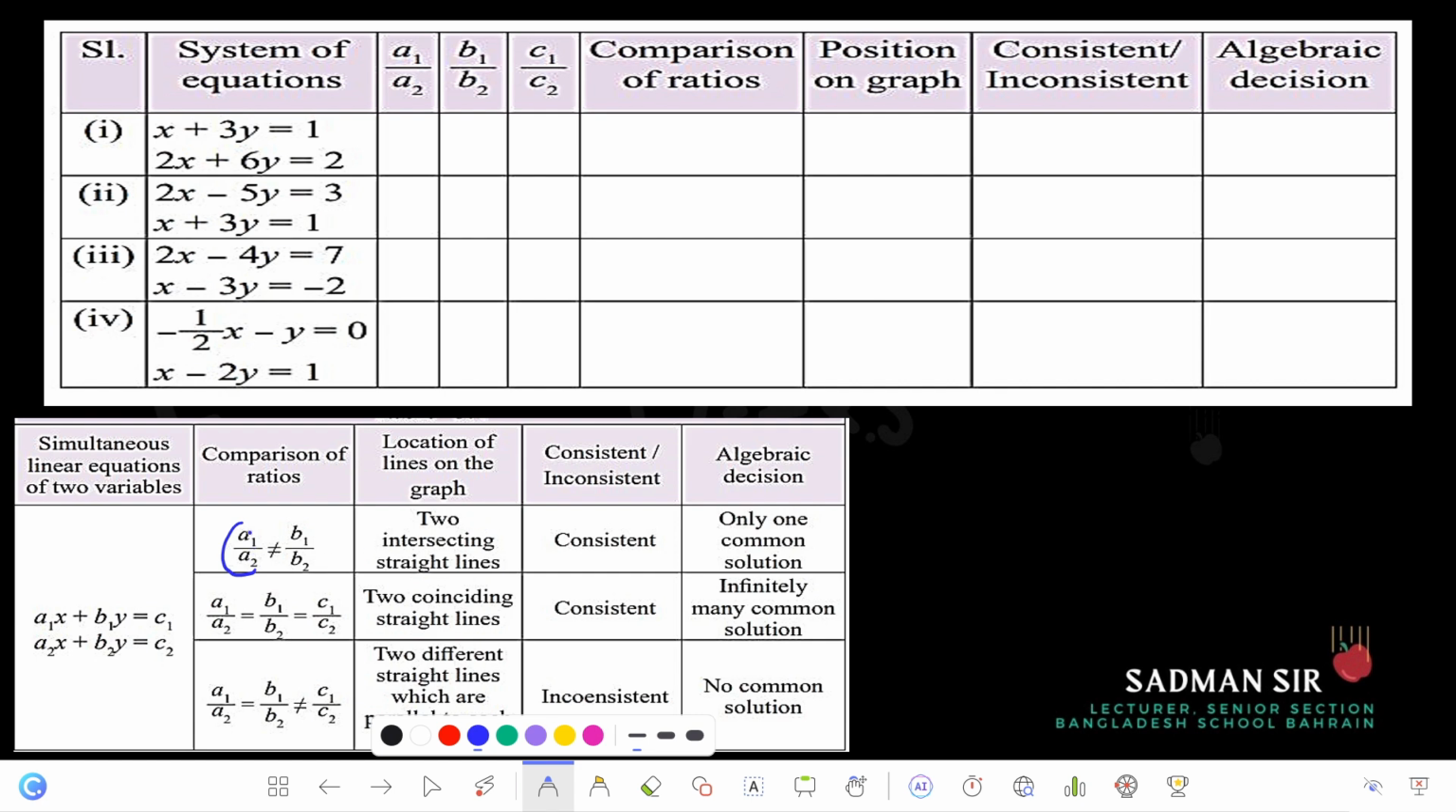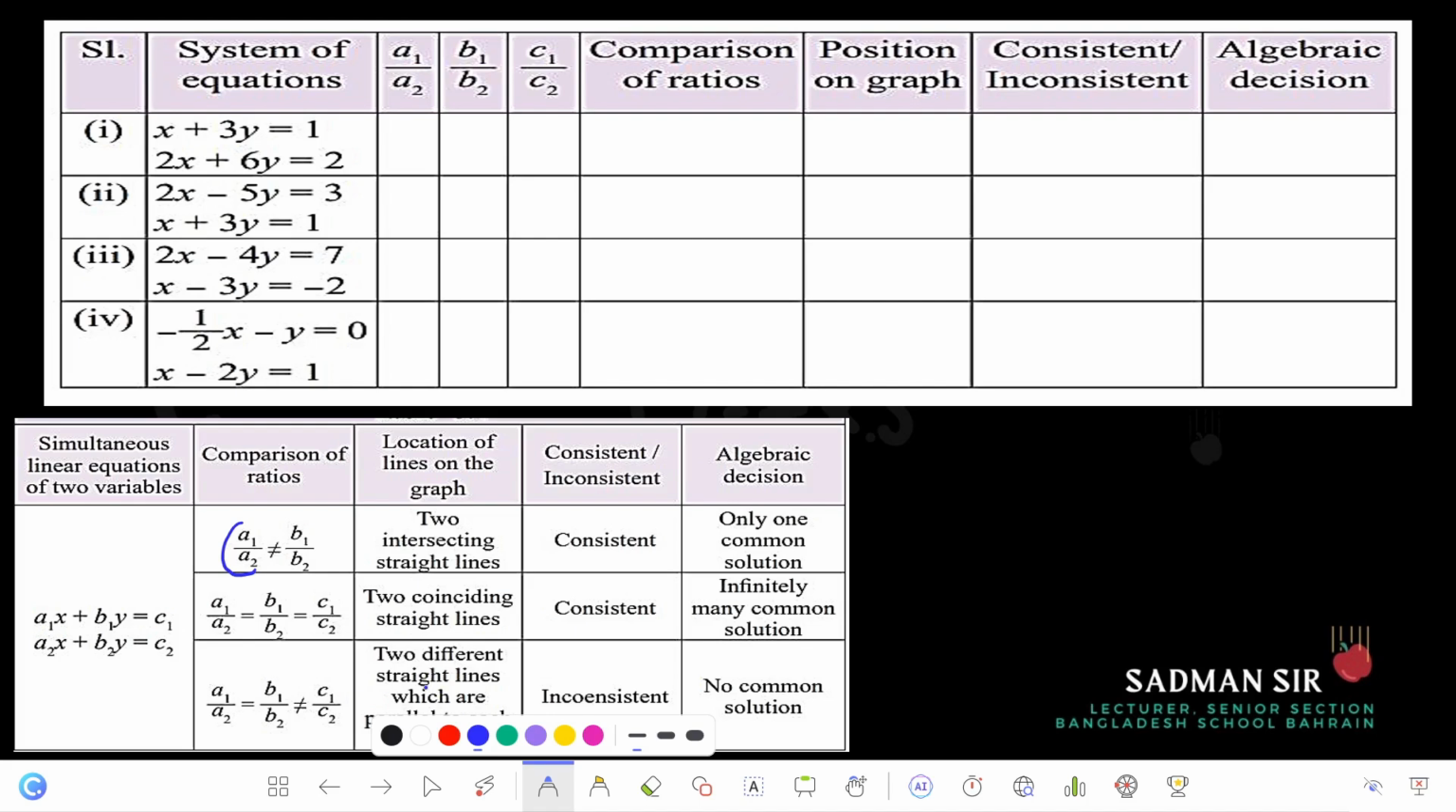So if a1 by a2 and b1 by b2 are not equal, then we will say that these two equations represent two intersecting straight lines. And if a1 by a2 is equal to b1 by b2, then we will check whether c1 by c2 is also equal or not. If all three of them are equal, then we will say that they are two coinciding straight lines. And if a1 by a2 is equal to b1 by b2 but c1 by c2 is not equal, then we will say they are two different straight lines which are parallel. I think the word parallel you cannot see, okay?